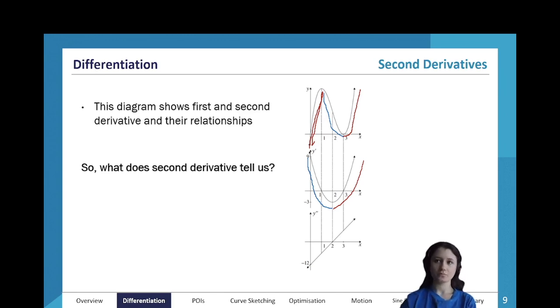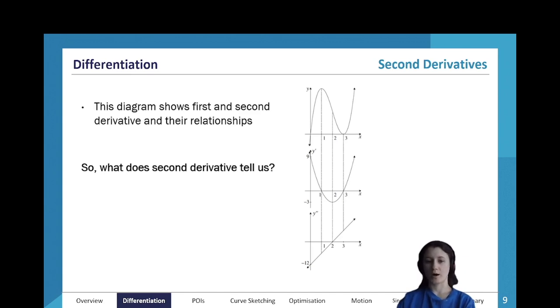So, let's now get into what the second derivative tells us. So let's have a look at the relationship between y and y double dash. Going back to when our curve has a positive and negative gradient, right? There's one other really important metric that we can look at, and that is the concavity of the curve.